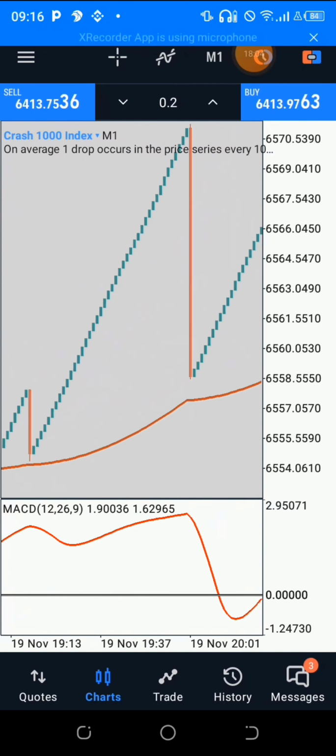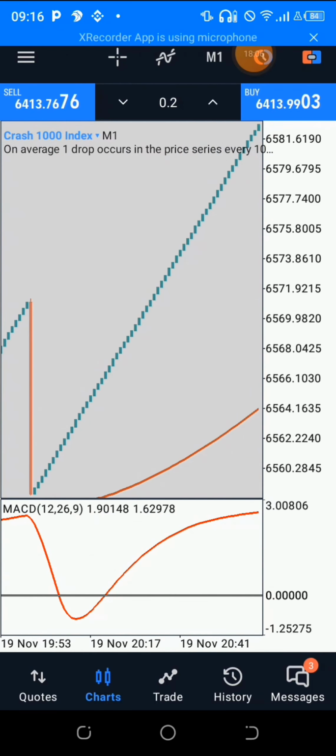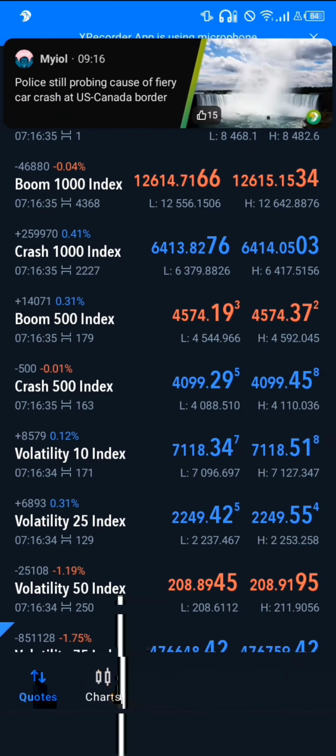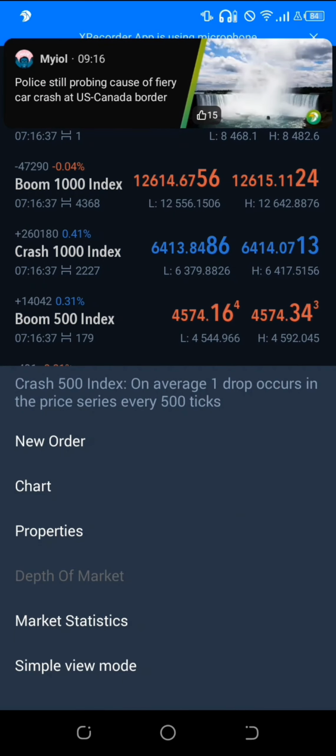We have a lot of examples that we can talk about. For example, here we have a signal, and we can see our 5 to 10 candles was reached. So let's quickly look at how we can use it in Crash 500. How can we use it in Crash 500?